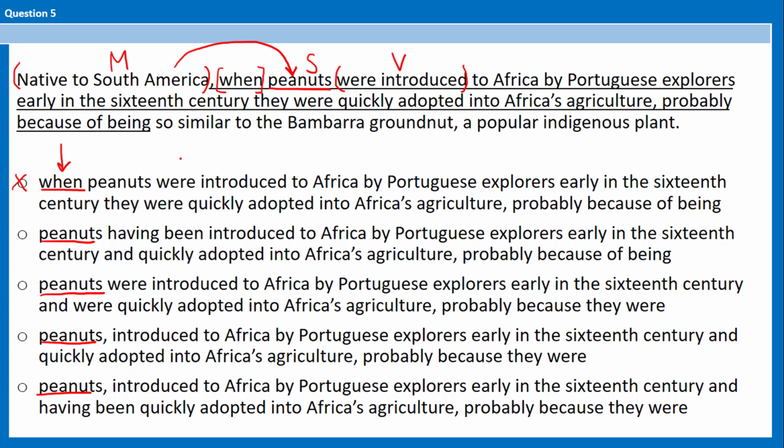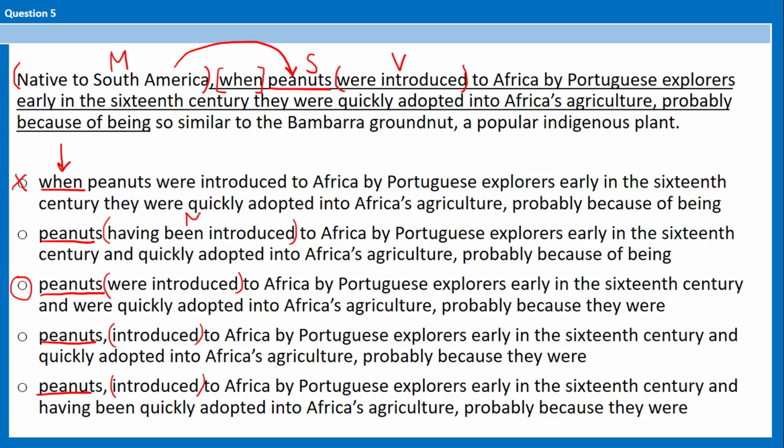Then find the verb. Okay, we have 4 answer choices left, and there are many differences. Having been introduced versus were introduced versus comma introduced comma introduced. And if you focus on those 4 splits, the only possible choice is letter C. Why? Because having been is not a verb.